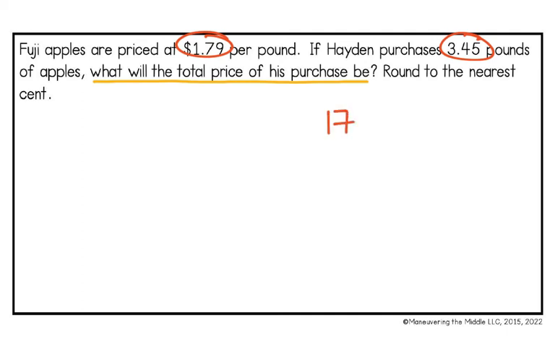Ignoring our decimals, we're going to have 179 times 345. And now I'm going to go ahead and start multiplying. So 9 times 5 is 45. Put down my 5, carry my 4. 5 times 7 is 35, plus 4 is 39. Put down the 9, carry the 3. 5 times 1 is 5, plus 3 is 8.